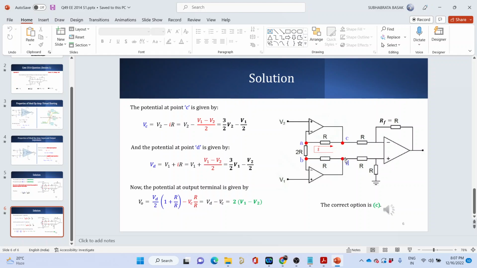Similarly, we can also find the potential at point D. How are we going to do that? We know the potential at B. We have assumed the current is flowing from D to point B. If that is so, D must be at a higher potential, because the current is flowing from a higher potential to a lower potential. So point B is at a potential V1 and point D is at a higher potential, so plus.